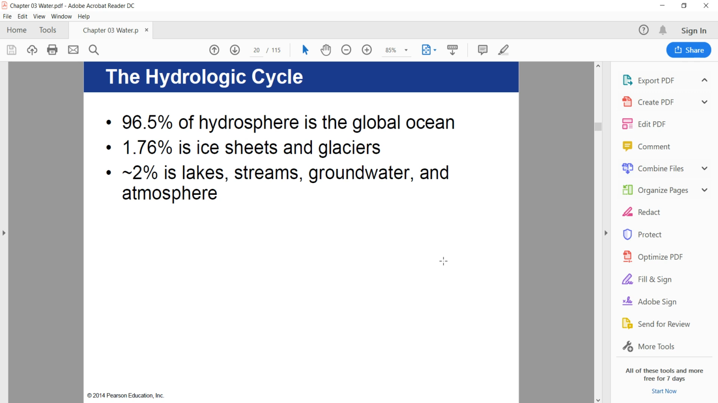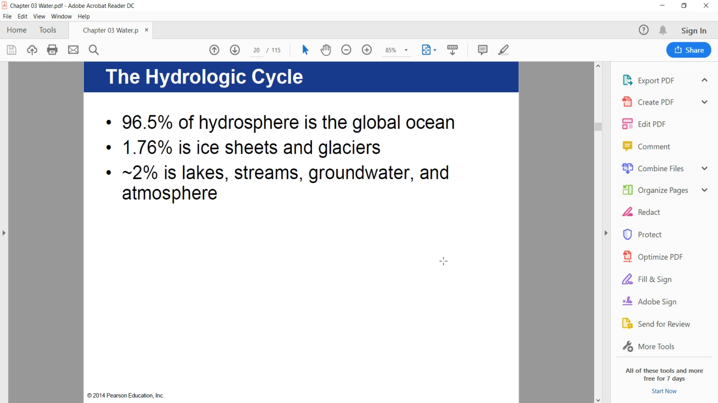96.5% of the hydrosphere is the global ocean. So the majority of water is trapped in the ocean, which is saline water, something that we cannot use for our domestic purposes or industrial purposes or that has any other economic value. So the majority of water is trapped in the global ocean.